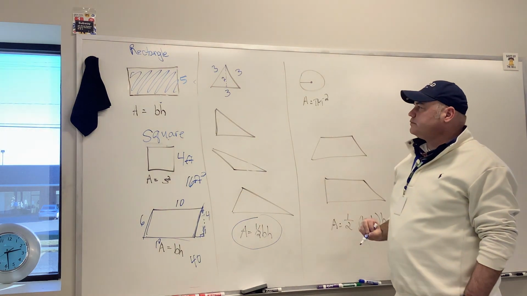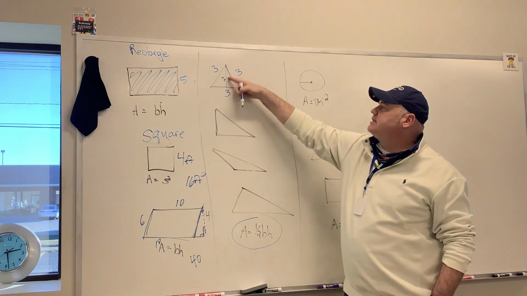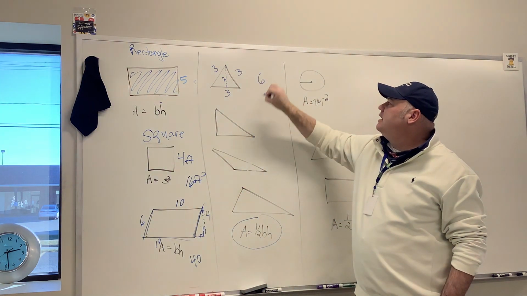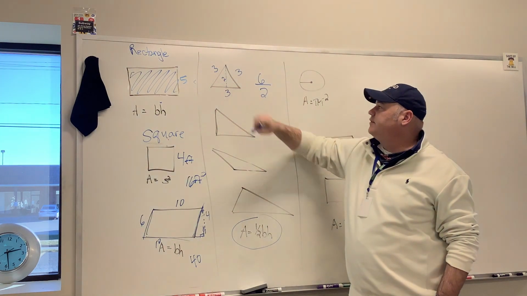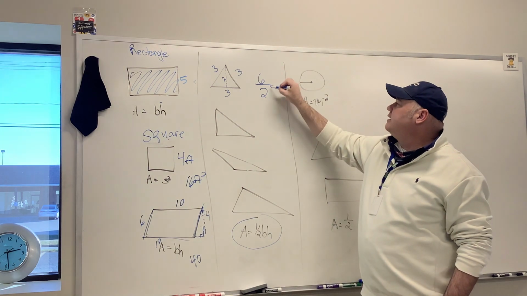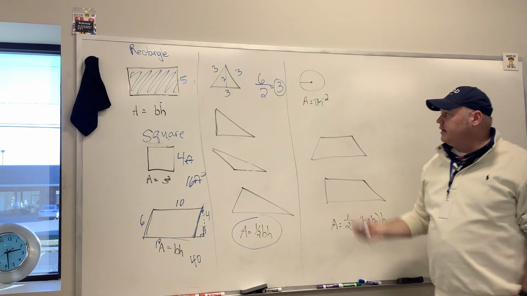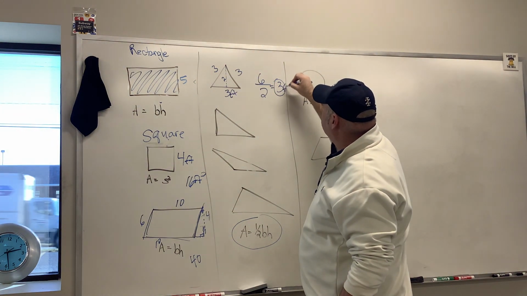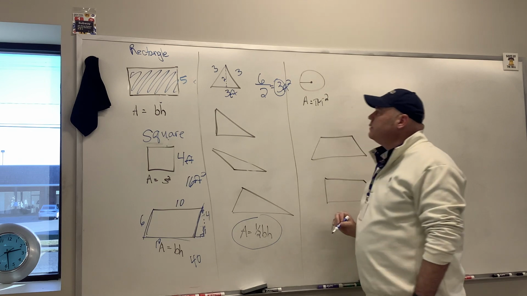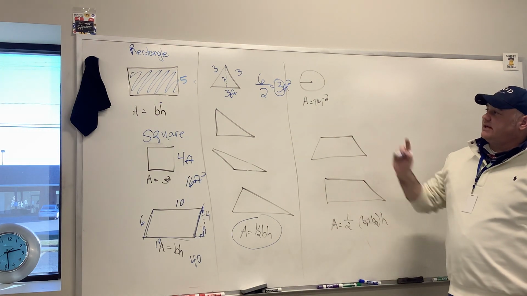Okay, so using my formula, I'm going to take the base times the height, which is 6, and I'm going to divide that by 2 when I'm done. So I did the base times the height first, got 6, and then I divided it by 2. So my area is 3, and I probably should use feet every time so that we get into practice of that. 3 feet squared. Okay? So that's an equilateral triangle.